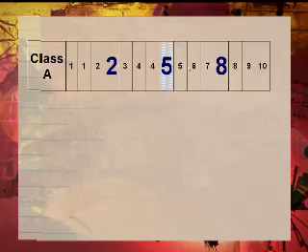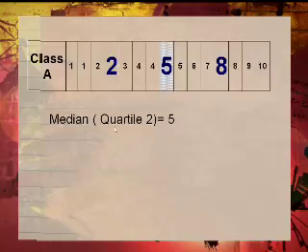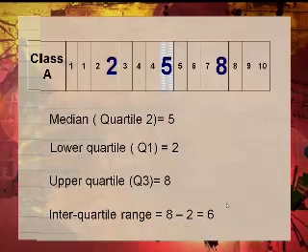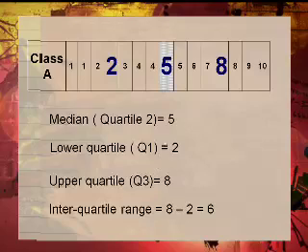So, I first divided my data into 2 halves, the median. From there, I look at this part, from here all the way to there. The median of this is 2. It's halfway through. And then I look at the upper half. 8 is halfway through. So the upper quartile, the median, and quartile 1. Those are the values. Now the interquartile range will be 8 minus 2, which is 6.